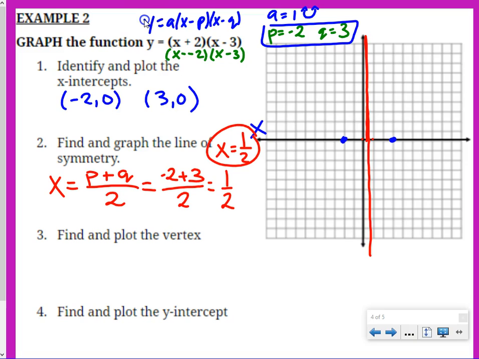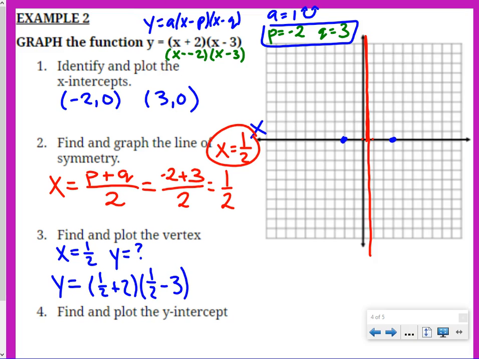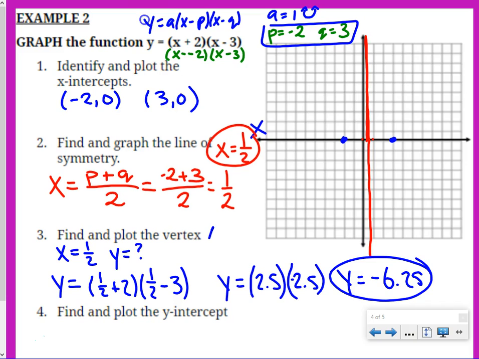Find and plot the vertex. The vertex is on the line of symmetry, so we use x equals 1/2 and then solve for y using our equation. So y equals x plus 2 times x minus 3, so 1/2 plus 2 times 1/2 minus 3. 1/2 plus 2 is 2.5, and 1/2 minus 3 is negative 2.5. 2.5 times negative 2.5 is negative 6.25. So our vertex is at 1/2, or 0.5, comma negative 6.25. Negative 6.25 would be just a little bit lower than negative 6. Do your best to estimate the point.